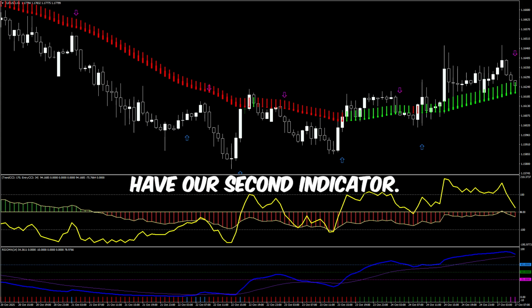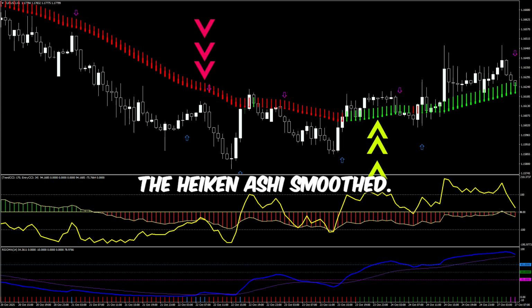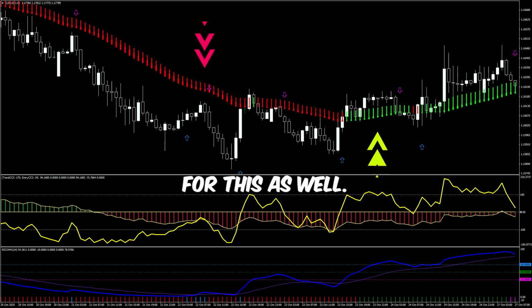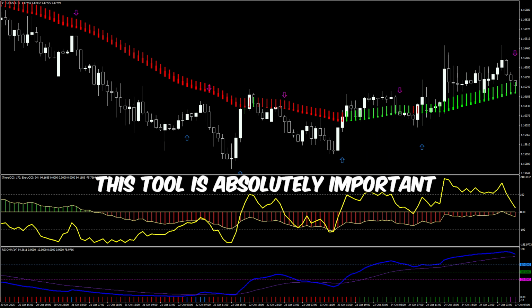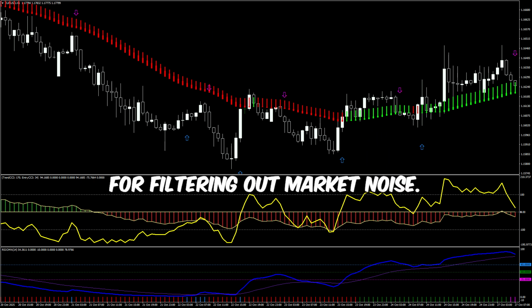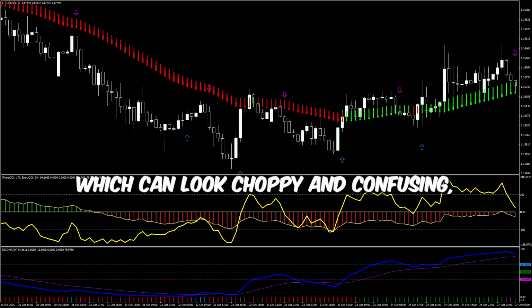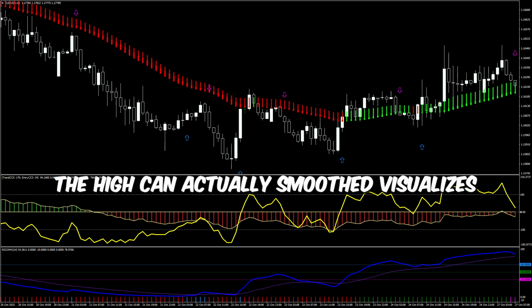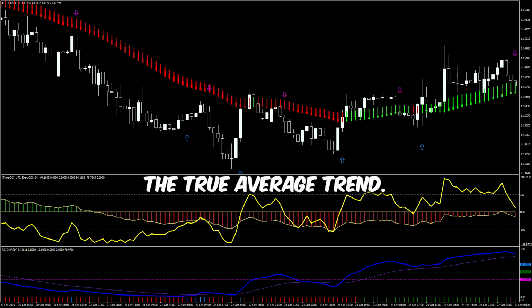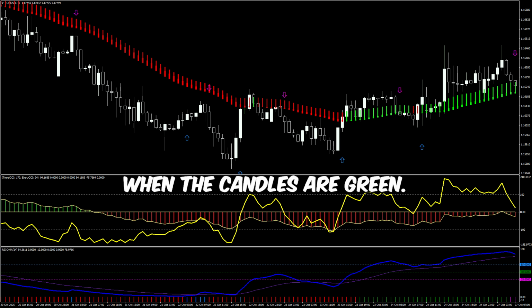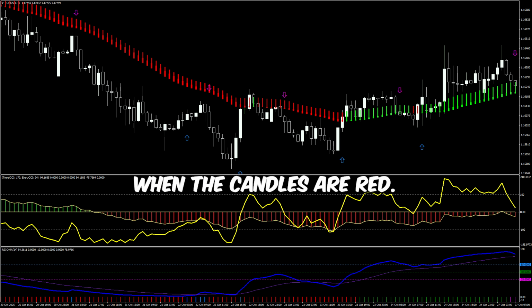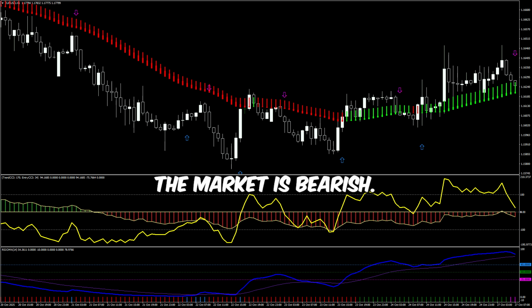Now our second indicator, the Heiken Ashi Smoothed. We are using the default settings for this as well. This tool is absolutely important for filtering out market noise. Unlike standard candlesticks, which can look choppy and confusing, the Heiken Ashi Smoothed visualizes the true average trend. On your chart, you will see it overlaying the price. Visually, it is very simple to read. When the candles are green, the market is bullish. When the candles are red, the market is bearish.